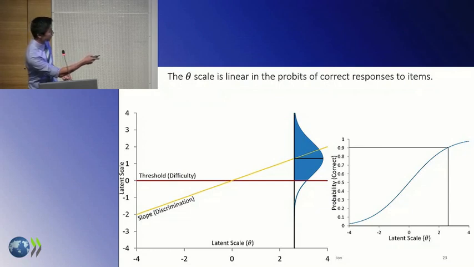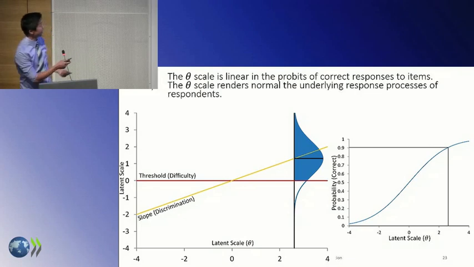In terms of the normal units that are underlying this, that's the first step in seeing that. The second, the theta scale renders normal the underlying response processes of the respondents. The fact that this is actually normally distributed is what this theta scale gives us.